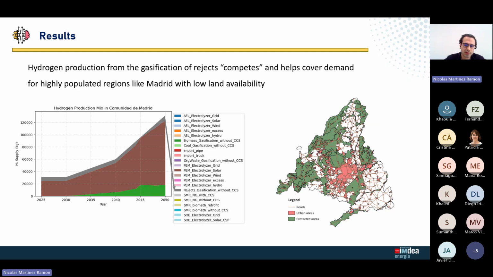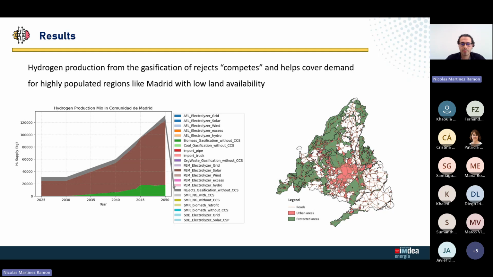So the results of the model that I was previously mentioning are displayed on the left. And we see that most of the hydrogen will be covered by electrolysis, in this case PEM. We will also have an important share of biomass gasification. In this case, it will not be waste, but general biomass from other sources. But an interesting result is that one of the technologies that we were assessing, which is the gasification of rejects from waste management systems, is present to cover a small part of the demand. It is not as competitive as the others, but it does have a role to play under the restrictions and details of the model that we proposed.